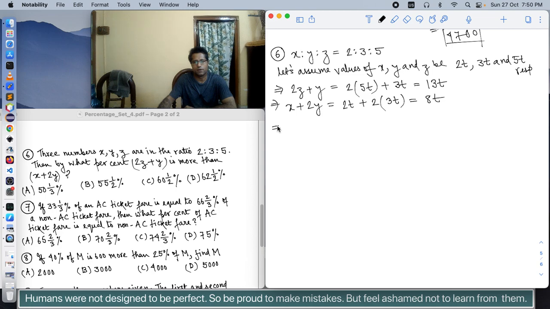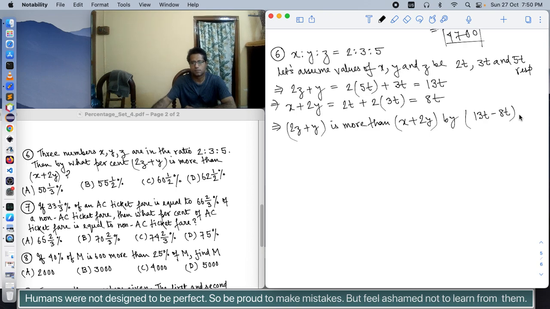Okay. So we have to now compute by what percent 2z plus y is more than x plus 2y. By how much? By 13t minus 8t, that is 5t. So we can say that 2z plus y is more than x plus 2y by 5t.